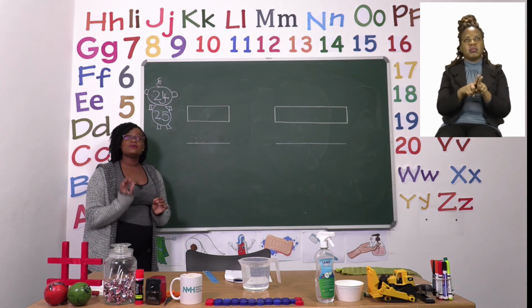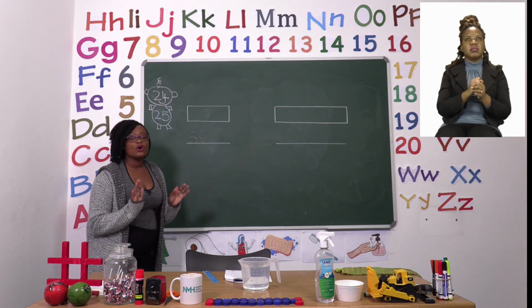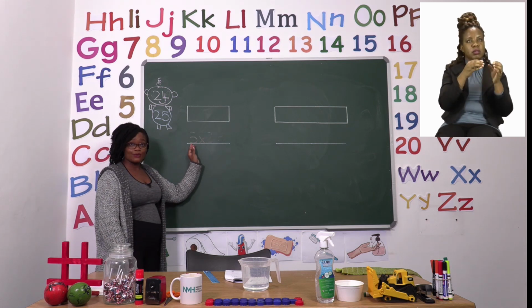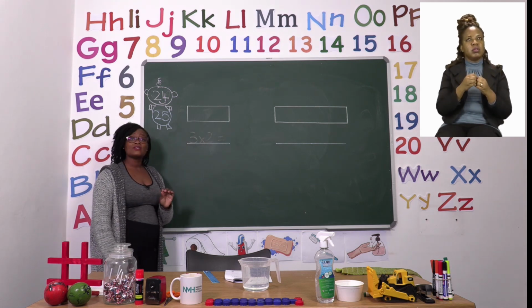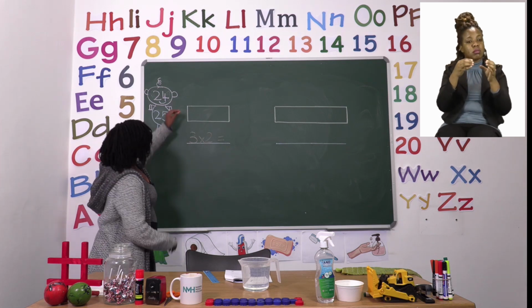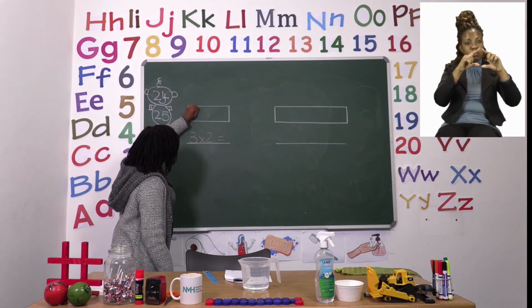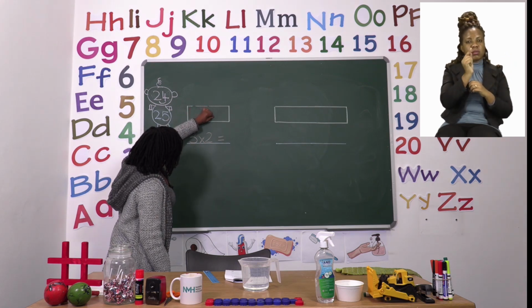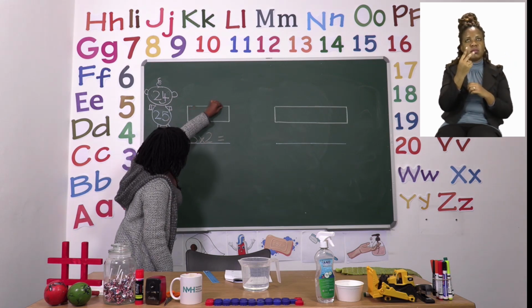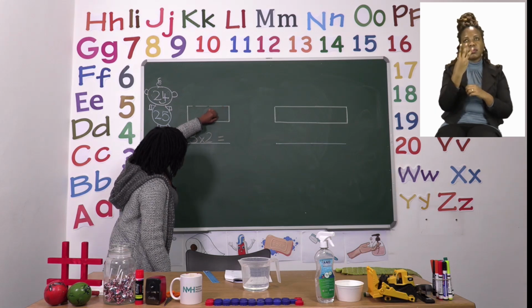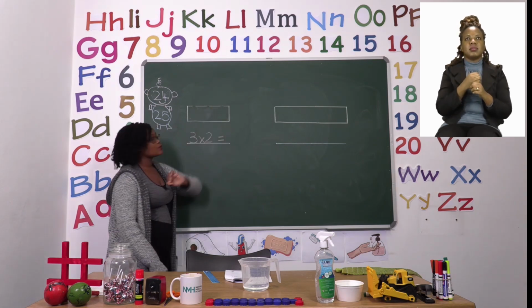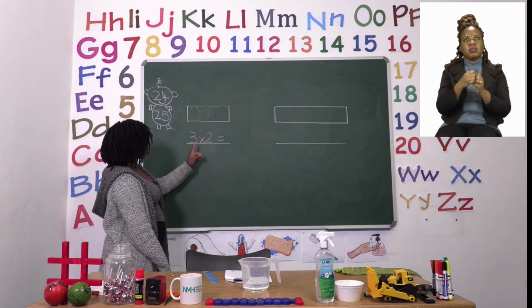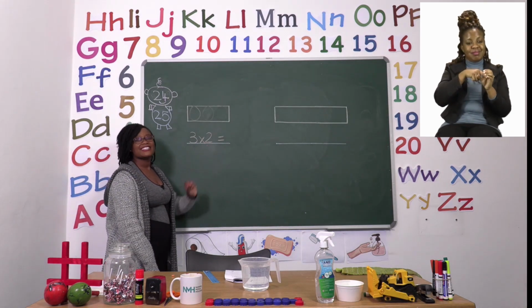The first thing we need to do is draw our groups. And how many groups are we going to draw inside the box? We're going to draw 3. So I'm going to draw 3 groups. 1, 2, 3. Now I have drawn 3 groups, and inside those 3 groups I need to put 2 dots each.